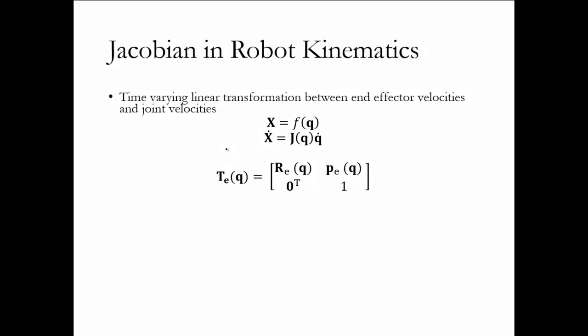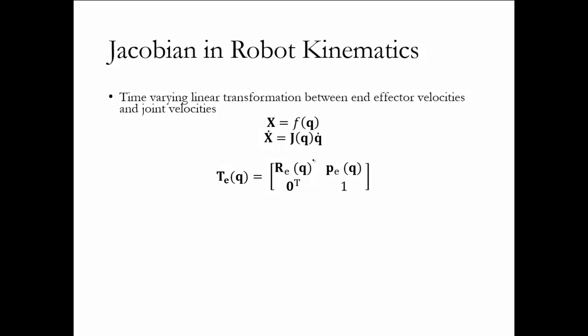Now to find out this J, which is very significant, we can make use of the homogeneous transformation matrix, where we have the information of the rotation matrix and the position of the end effector. So if we look at this type of matrix, we have P_E, which represents the coordinates of the end effector with respect to the base, because that's what the homogeneous transformation matrix would mean in a general sense.